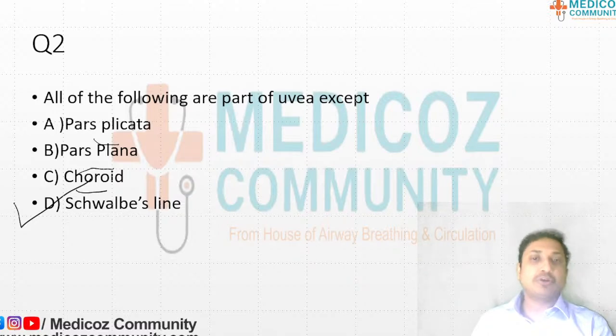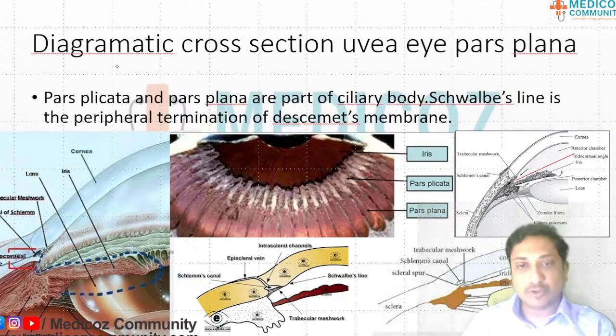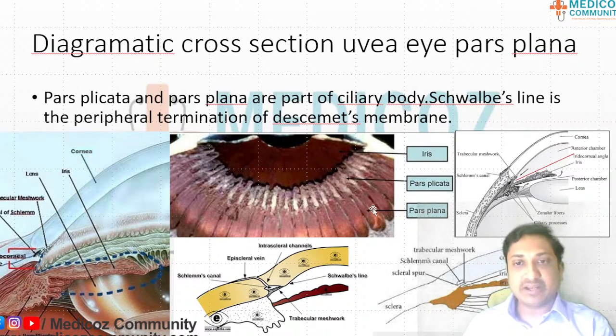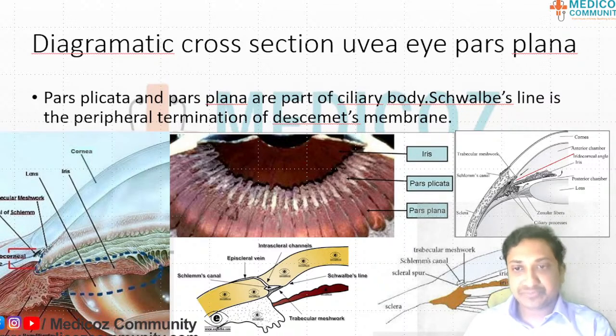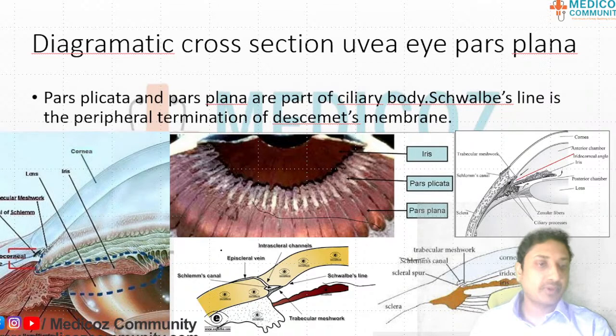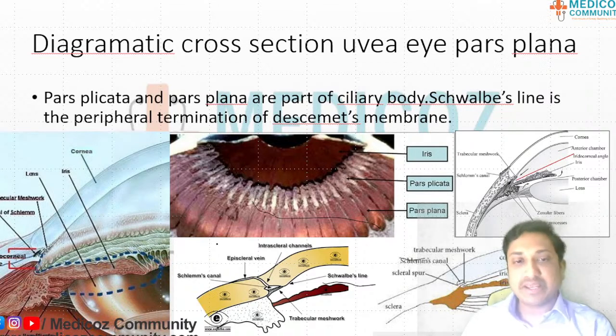Let us see pictographically and clear your concepts here. See, this is the iris, this is pars plicata, this is pars plana. So all these structures are in the middle coat of the eye. While in the angle structures of the eye, if you see, there is scleral spur, Schlemm's canal, trabecular meshwork. All these form the angle structures of the eye, and Schwalbe's line. The angle structures of the eye can be seen by gonioscope. You can use the gonioscope to visualize it.